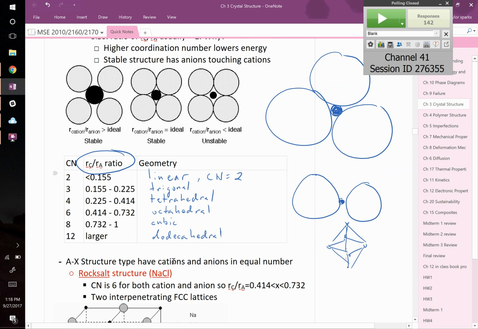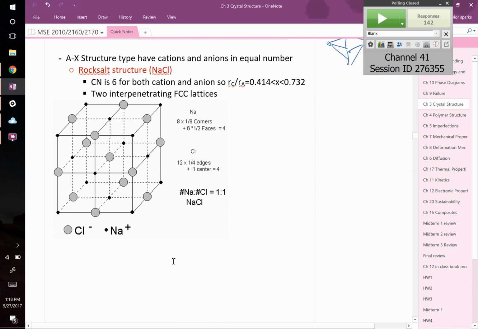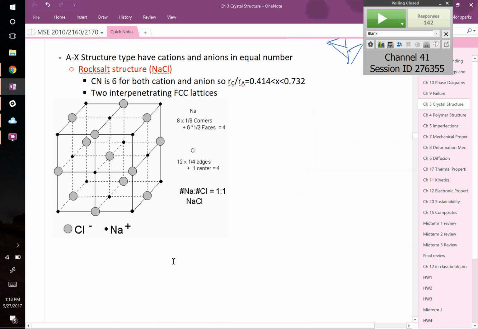Okay? So let's talk about our first type of ceramic structure, and it's called the rock salt structure. Rock salt is the same stuff that you salt your potatoes with. It's just sodium chloride. The crystal structure, like the mineral name, is rock salt. You can think of it as 2 interpenetrating FCC lattices, so there's 2 different types of atoms here. What is an AX structure type? That means that you have 1 cation and 1 anion, a 1-to-1 ratio.